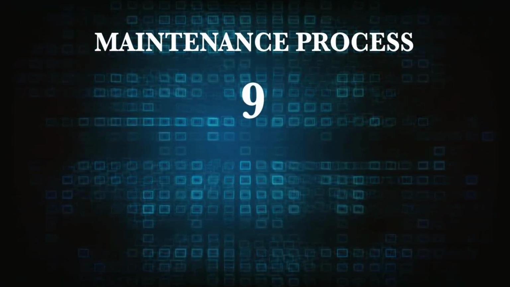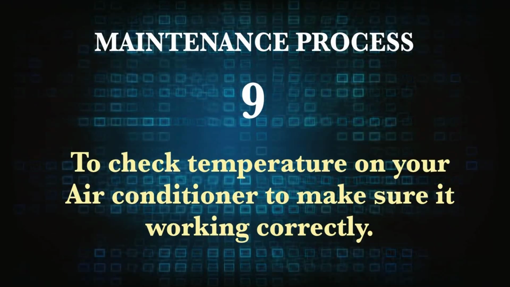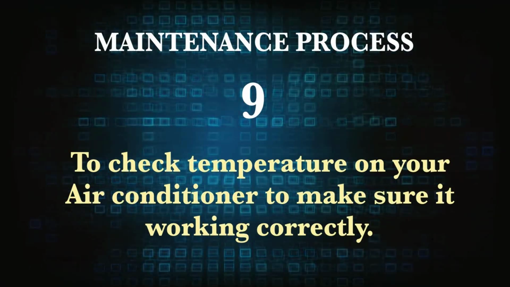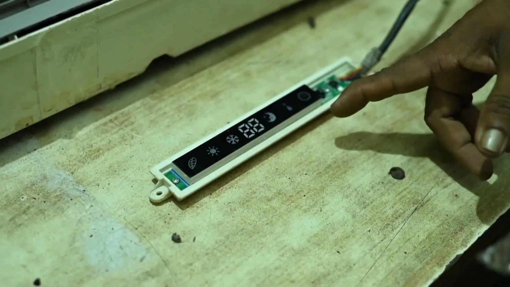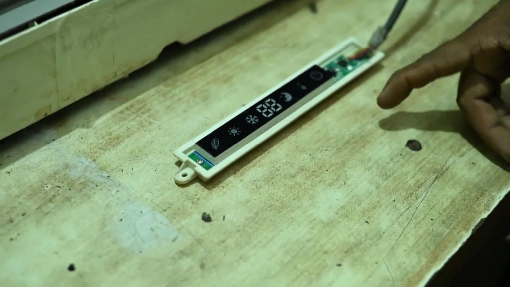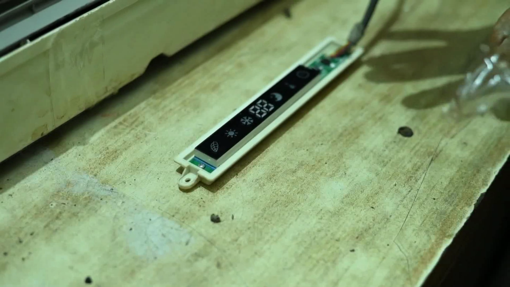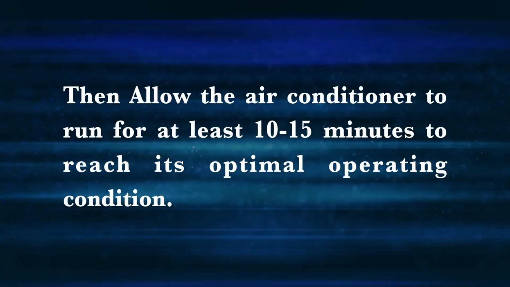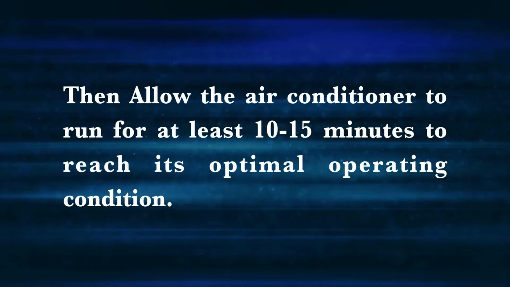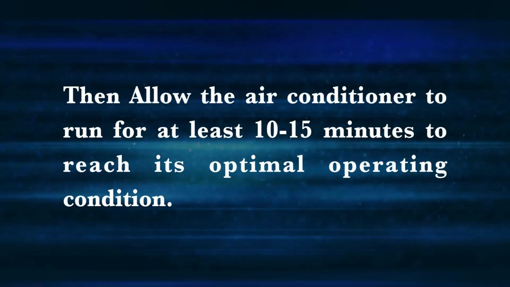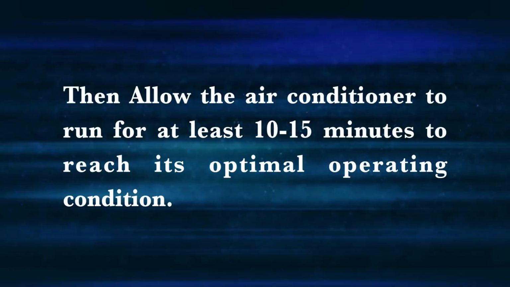So basically the operation of an air conditioner involves continuously circulating refrigerant in a closed loop system, transferring heat from inside to outside. So maintenance step number 9 is to check the temperature on your air conditioner to make sure that it is working correctly. First, ensure that the thermostat is set to the desired temperature. It should be set lower than the current room temperature for cooling mode. Then allow the air conditioner to run for at least 10 to 15 minutes to reach its optimal operating condition.